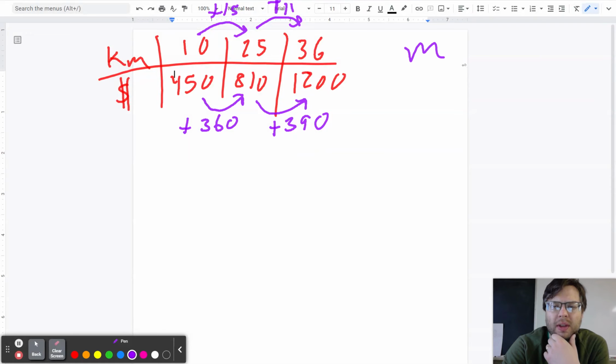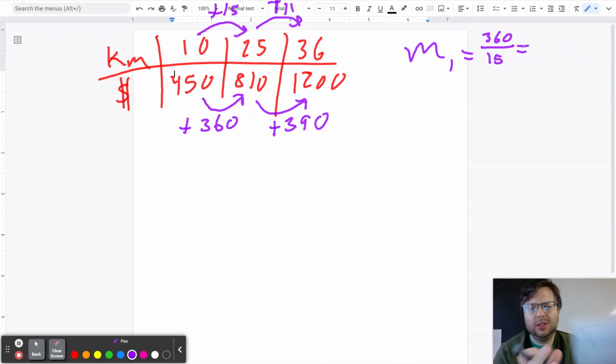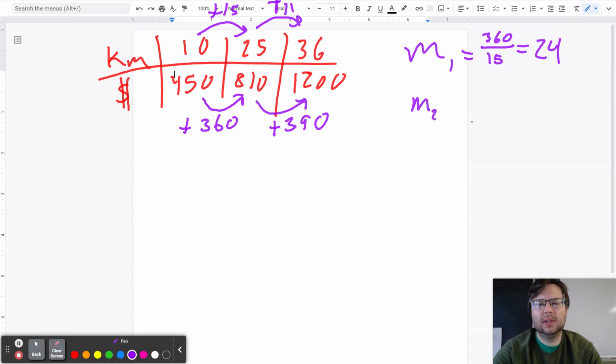So my first change is 360 over 15. And that comes out to be 24. I think it's too early to do mental math. Yeah, 24. My second slope, 390 over 11, is way different. Interesting.